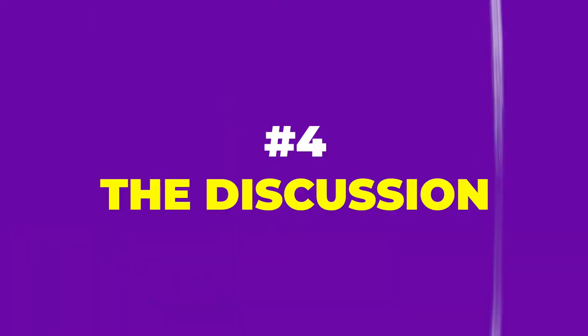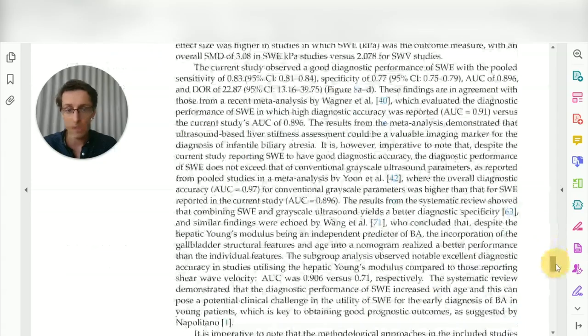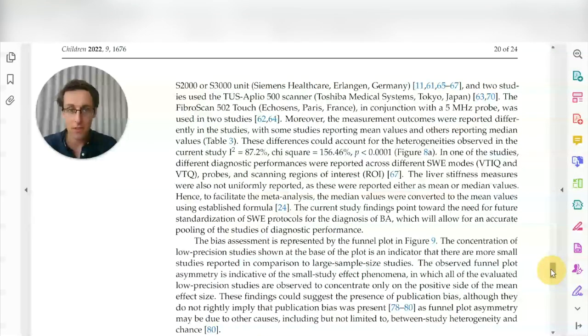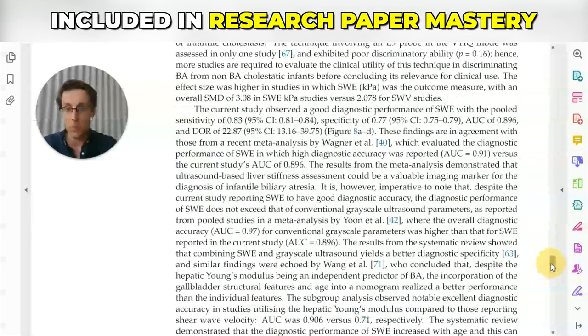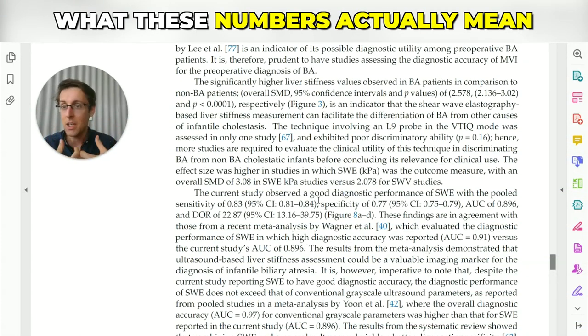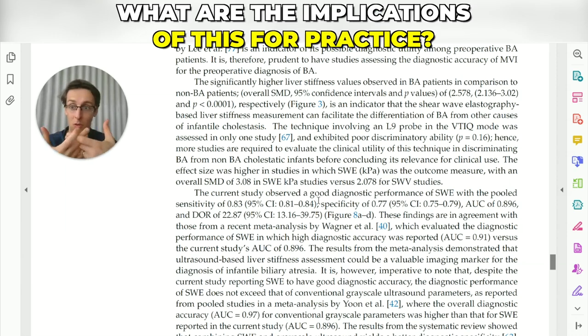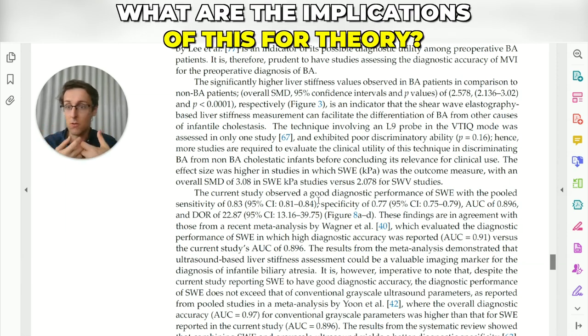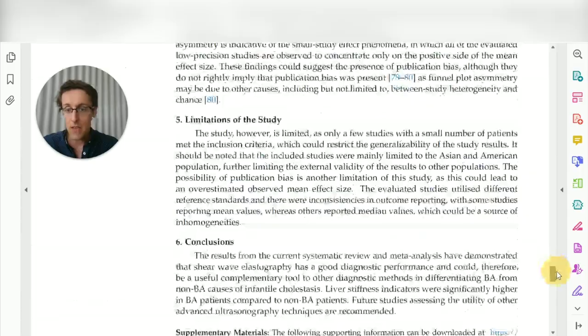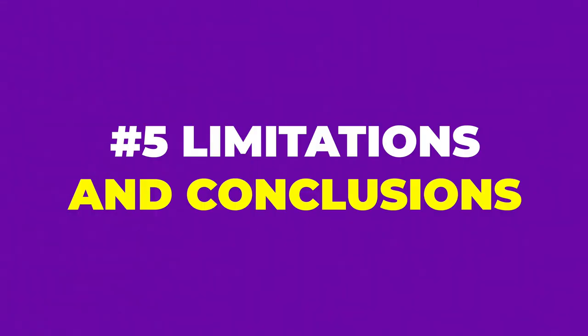In terms of discussion, really this will be the same as if you were doing the meta-analysis or a systematic review separately. So I won't spend a lot of time discussing it because it's included in Research Paper Mastery in a lot of detail. But basically it's more about not just presenting the numbers, but telling us what these numbers actually mean, what are the implications of this, for example, for practice, what are the implications of this for theory. Perhaps the results of your systematic review and meta-analysis can lead you to present a new theory, a new theoretical framework, and so on. Then typically we have limitations of the study and then conclusions.